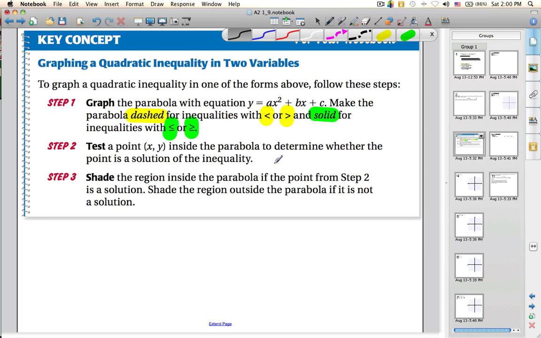We'll talk about that when we practice this. What I just said may not make any sense, but I'll show you the different methods of testing once you're in there. And then shade inside the parabola if the point from step 2 is a solution. So here they're saying test the point, and if it is a solution, then you shade inside. If it's not a solution, then you shade outside. I'm going to give you a couple of different ways to do these two steps as we go through.